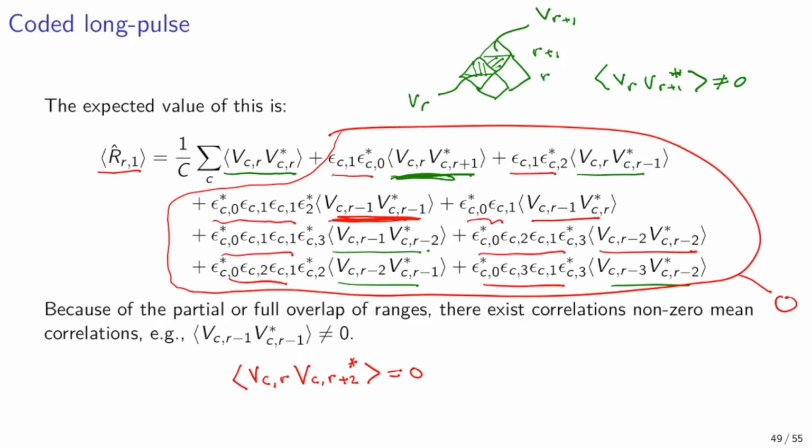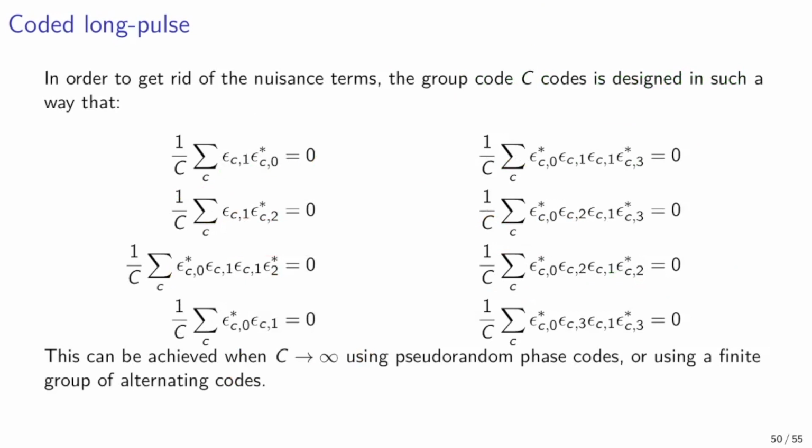And that's why we need a group of codes. One code is not enough. One double pulse is not enough. We need to average over a sum of multiple codes. And we essentially do this. We find a group of codes which has all of these properties. We want all of these terms to become 0 after we have averaged over a group.